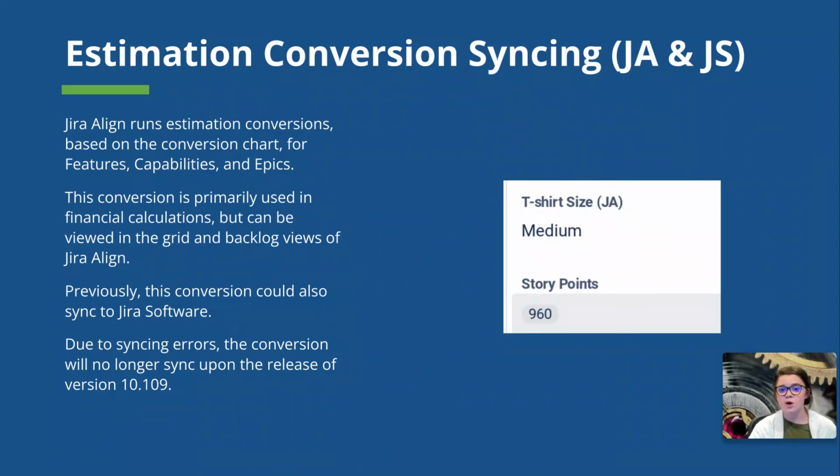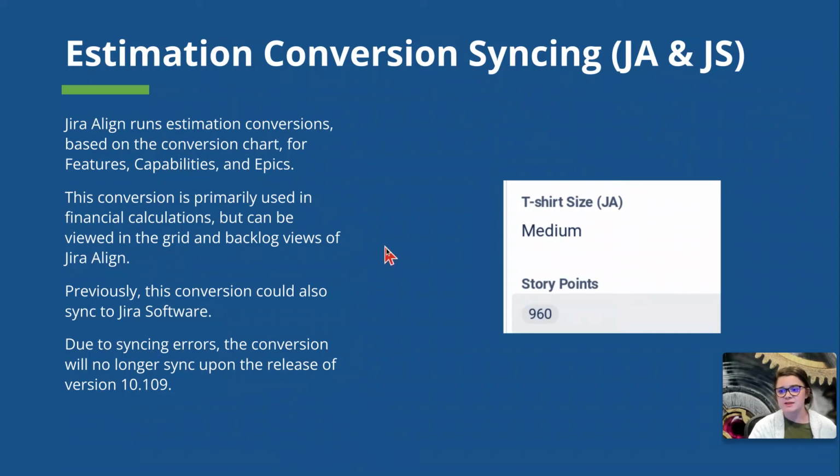And also, this is all true if you are working in the opposite configuration. So if your primary estimation statistic is points, but you are syncing that converted t-shirt size value, all of this is still true as well. You're still only going to sync one estimation statistic for features with the release of this version.